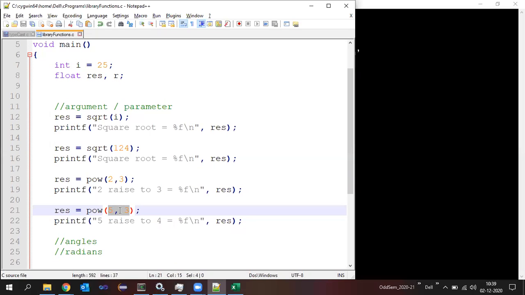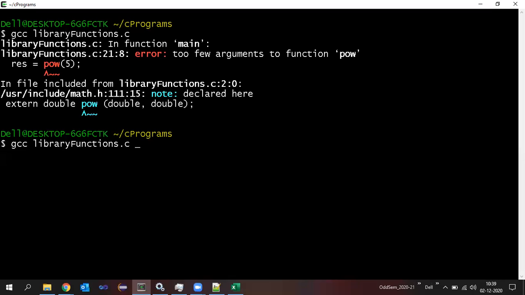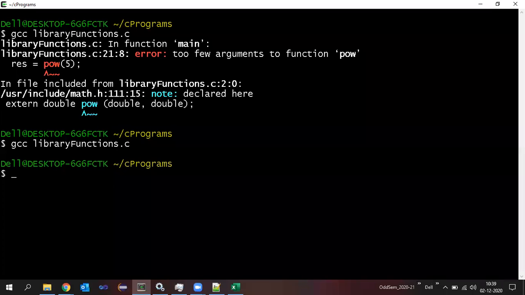So these are called the arguments. And now this time if we compile, then definitely there will not be any errors.